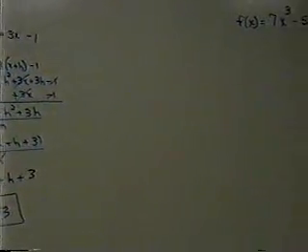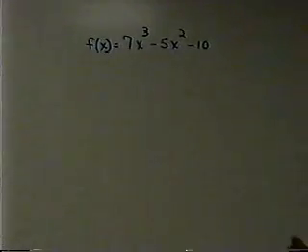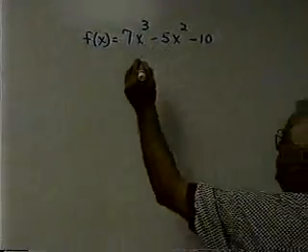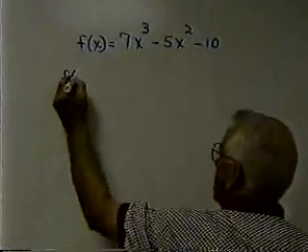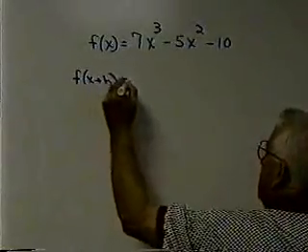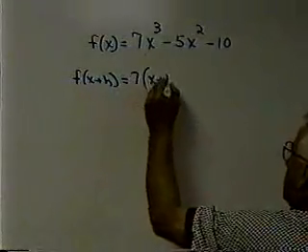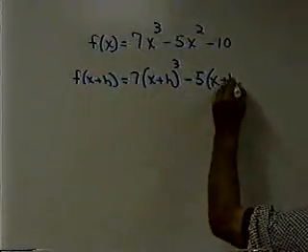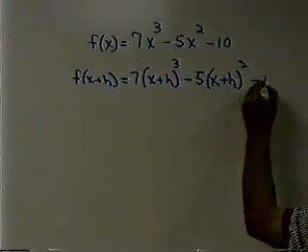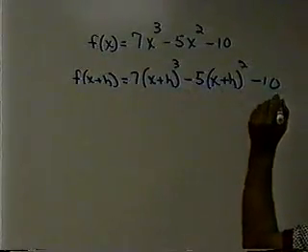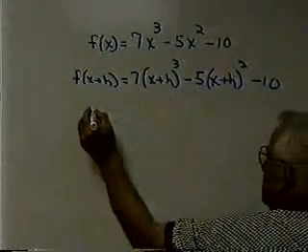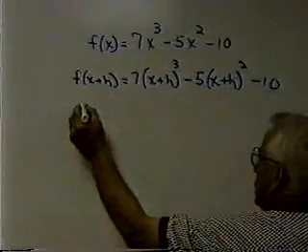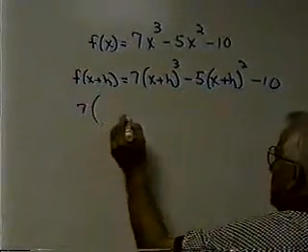And again, this is just a bunch of algebra right now. Okay. All right, so we have the function f of x is 7x cubed minus 5x squared minus 10. So step 1 is f of x plus h is 7 times, replace x with x plus h, cubed, minus 5 times x plus h squared, minus 10. All right, now, expanding this, I'm going to kind of move over here and take 2 steps. It would be 7 times, all right?